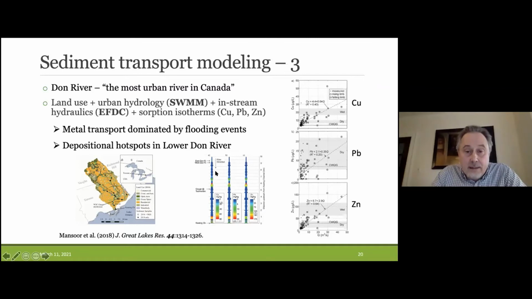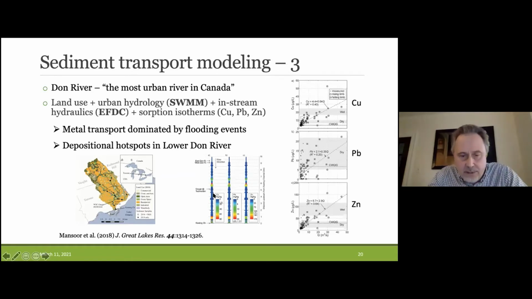Which also means that a lot of these metals, which are legacy metals, have now essentially been transported to the lower part of the Don River. And this is a representation of the lower part of the Don River. And we have copper, lead, and zinc. And you can see we have these hotspots where the metals are accumulating.